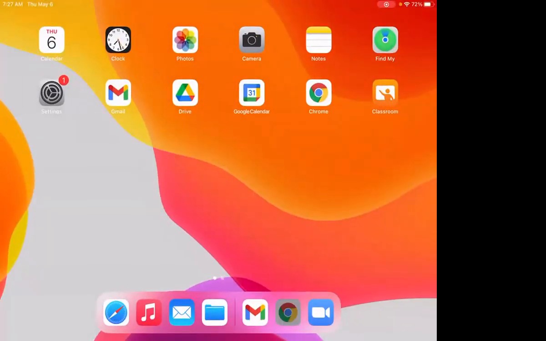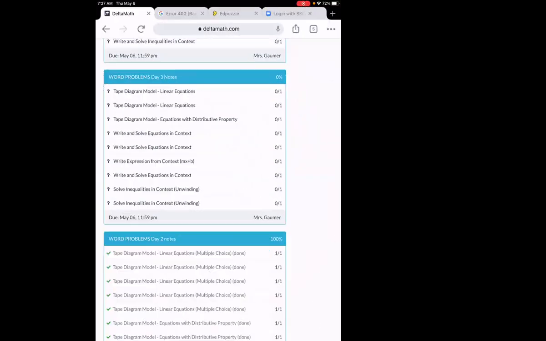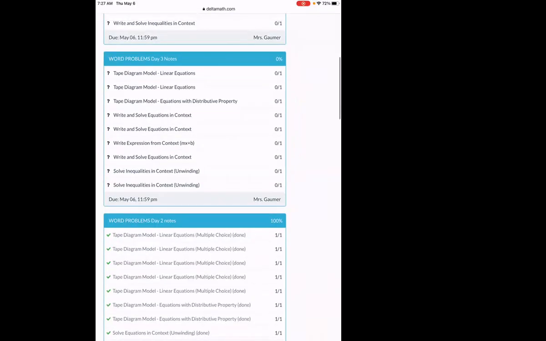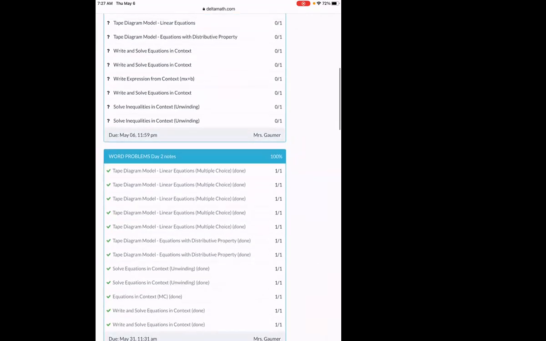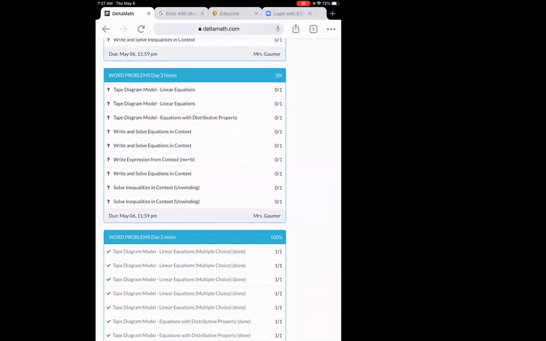Okay, so I'm hoping all of you can see my screen. I am in Delta Math as a student. Over here you can see that I'm going to go over day 3 notes, which is right here in the middle. What I would recommend is that you also have this open and you're filling in the correct answers as well. That would be the easiest.